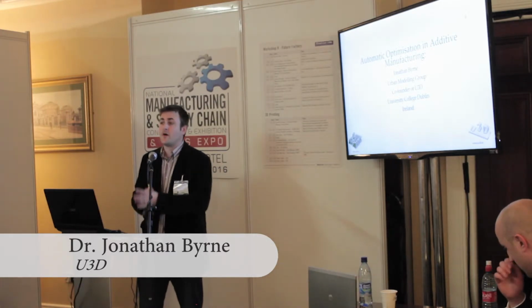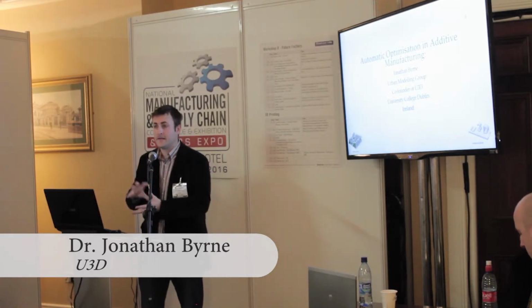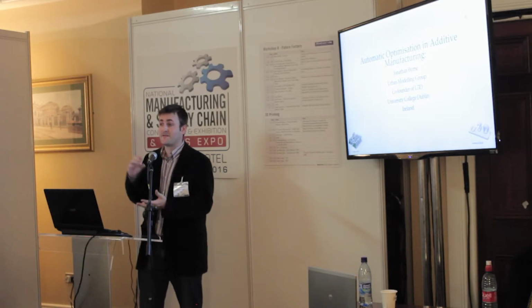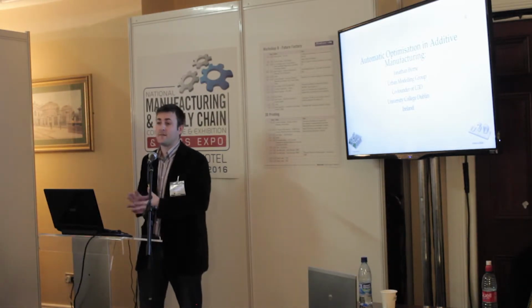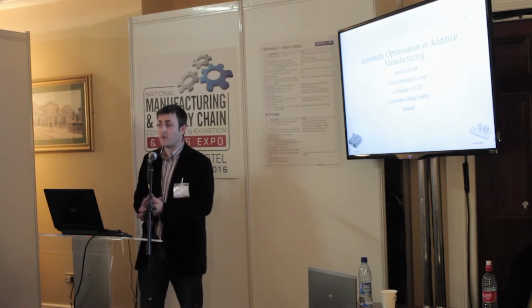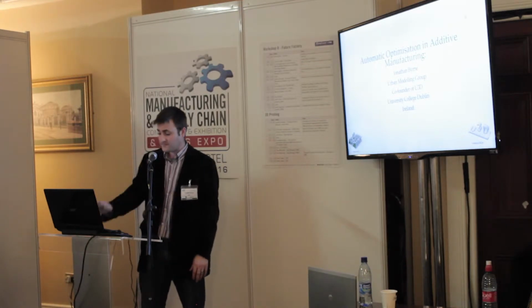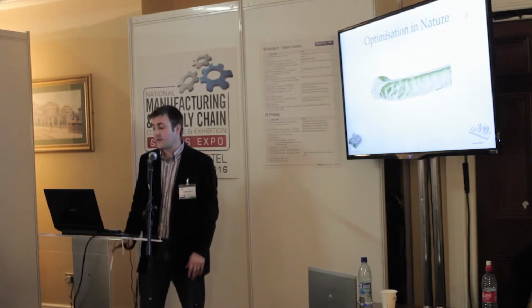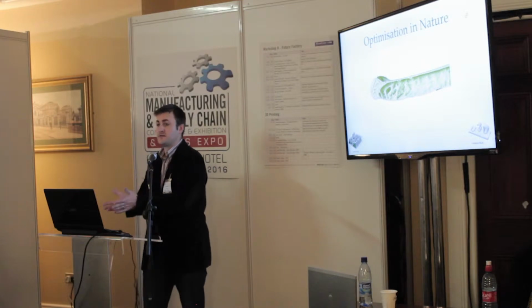So with 3D printing, we have complete control over the placement of material in the design. And so what we can do is very selectively remove and add that material to optimize designs in a way that wasn't possible before. So to give you an example of this, we look at evolution.